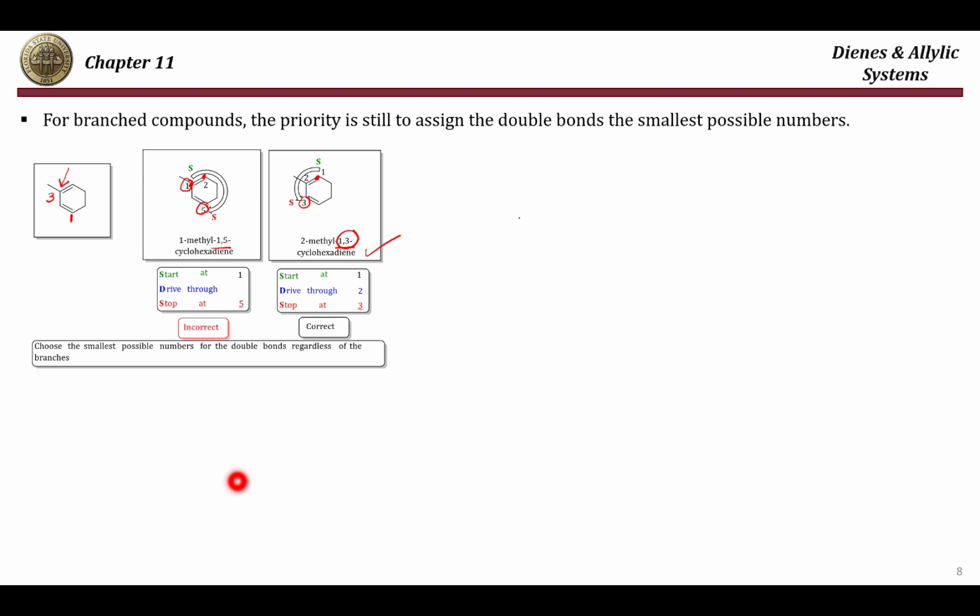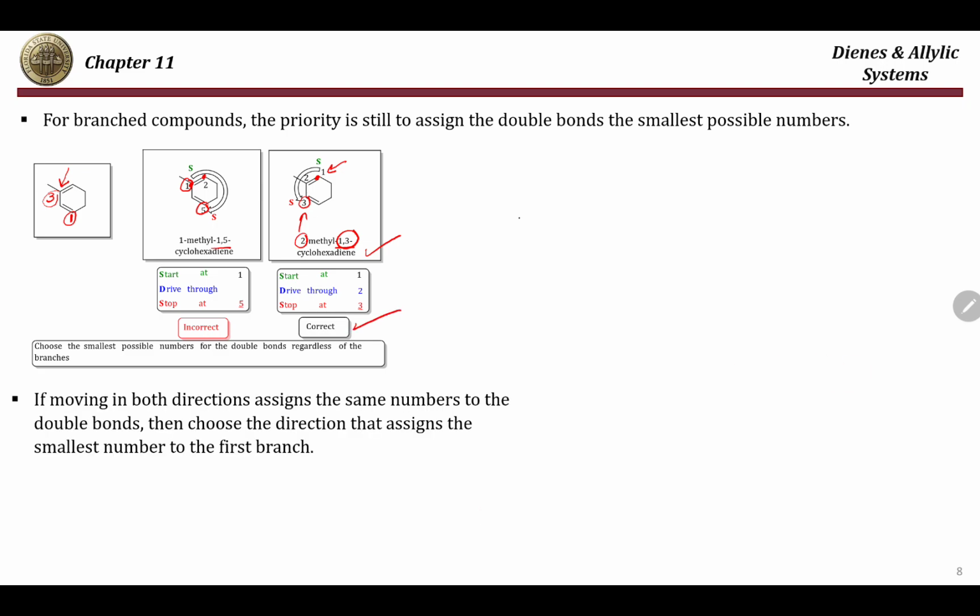So we have 2 options. We can go anti-clockwise from this one to this one, and this will give the methyl position 2, or we can go from here to here, and this will put our methyl at position 3, which is not preferred, and that's why this will be the correct answer. If moving from both directions assigns the same number to the double bonds, then choose a direction that assigns the smallest number to the first branch, which is what we used to do before.